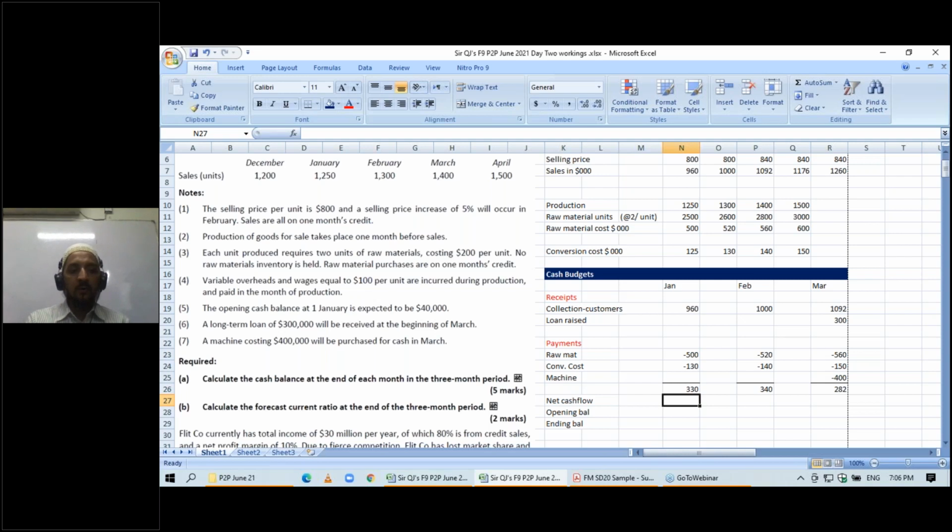So the opening balance, note 5, was 40,000 in January. So 40 was the opening balance. So 330 was the cash collected during the month of January. This makes 370,000. And this 370,000 will become the opening balance for the month of February, right? So we will take this 370,000 to the February's opening balance. This gives you 710,000 at the end of February, and then this 710,000 becomes the opening balance for March, and then the March ending balance will become 992.